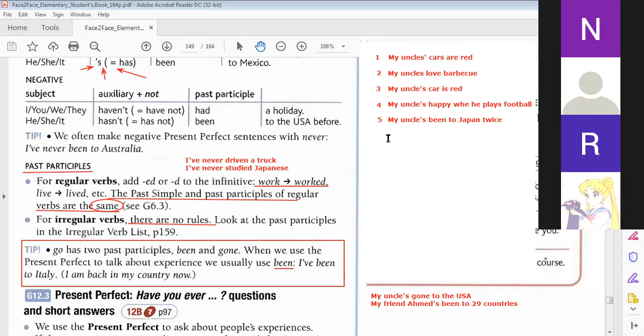Okay, Numidia, what about number 2? What do you think? My uncles love barbecue. عمامي يحبون الباربيكيو. Yes, correct. It's plural. جمع. Yes, that's right. Plural S, just plural S. That's correct. Okay. What about number 3, Sebsebir? What do you think? My uncle's car is red. هذه اسم الملكية. سيارة عمي حمراء. That's it. So it's possessive S, and you only have 1 uncle here. That's correct. Okay, Manan, what about number 4?